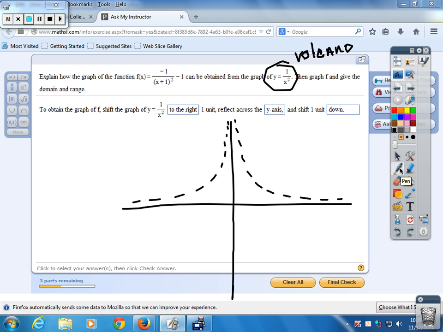Your parent graph has an origin right here, correct? All right. Now let's look and see what this guy does. We've got a horizontal shift of what? One. We've got a horizontal shift of 1. I'm going to take the yellow highlighter and highlight this, and I'm going to take the green highlighter and highlight this.